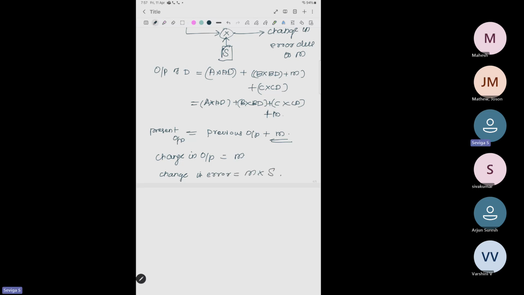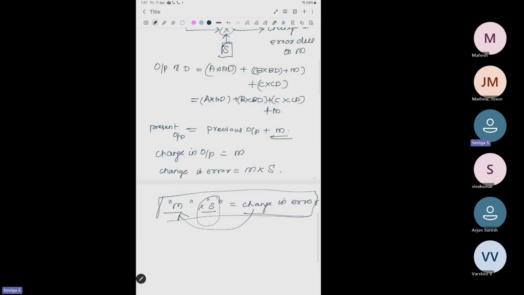Just to recap, if you know the change in neuron output, that is if you know M, and if you know the delta value, we can predict the change in error. How do we know? We can multiply the change in output with the delta to get the change in error. This is a remarkable observation. We will know how the error is changing based on the change in the output.